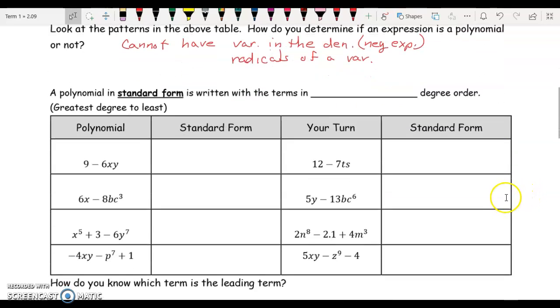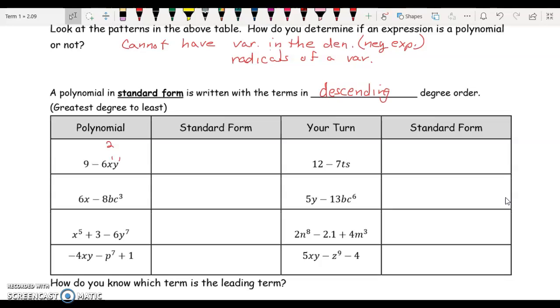All right, let's get on to some more pertinent stuff. So here's what we want to do. When you put a polynomial in standard form, it's written in descending degree order. Now, what do I mean by that? Well, the way you find the degree of a monomial, and a monomial is a single term, the way you find the degree of a term is you add the exponents in that term. So if we look at this first one, I notice that the x is to the first power and y is to the first power. So this would be a degree 2 term.